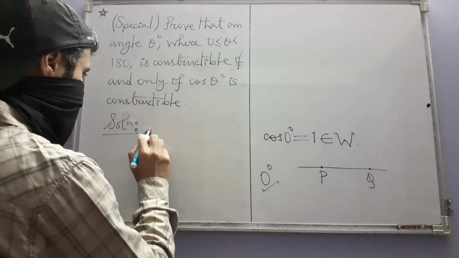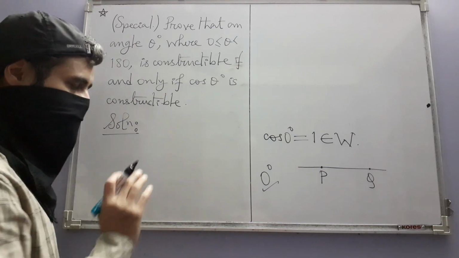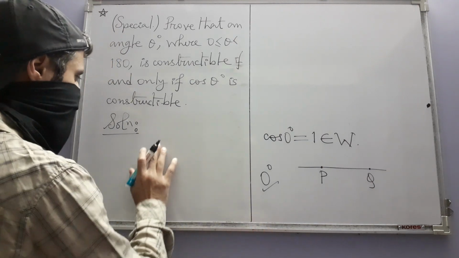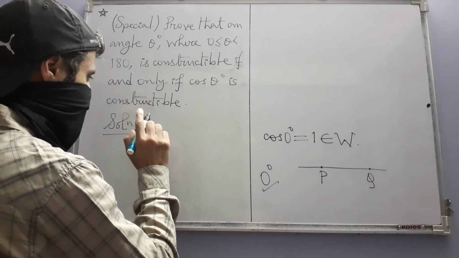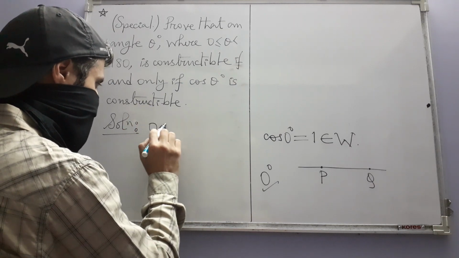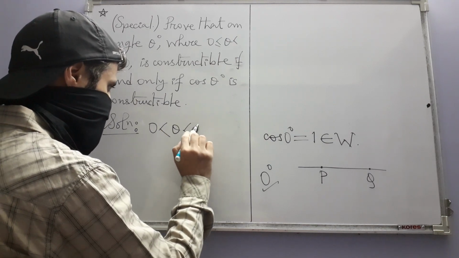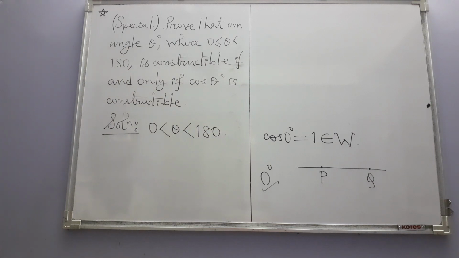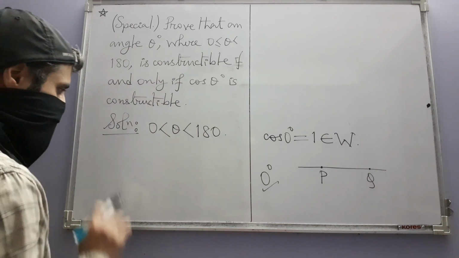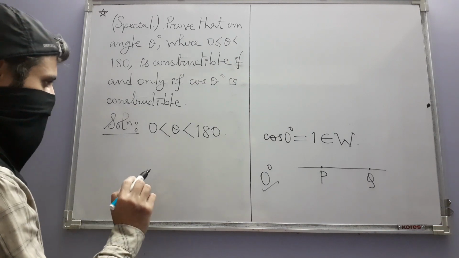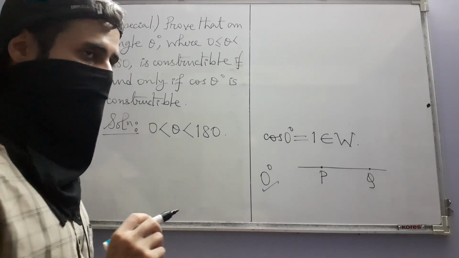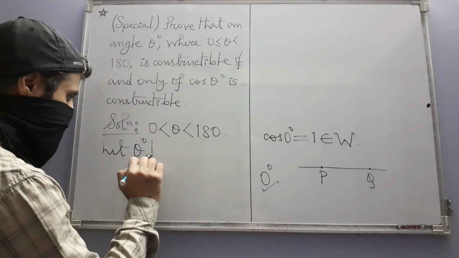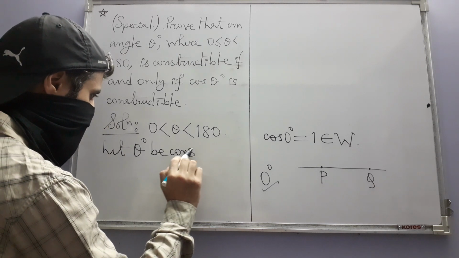So we can now assume, I'm not going to write things formally in this solution. Instead, let's just see what this thing is all about, how one can write the solution. Let's just see that. So our assumption now is that theta strictly lies between 0 and 180. And in this part, we start by assuming that theta degree is constructible.